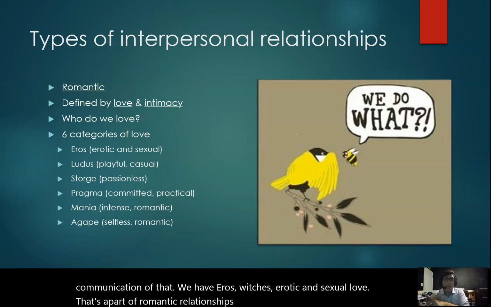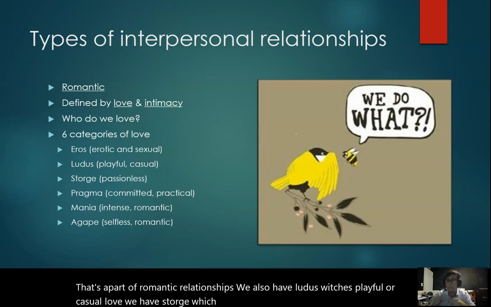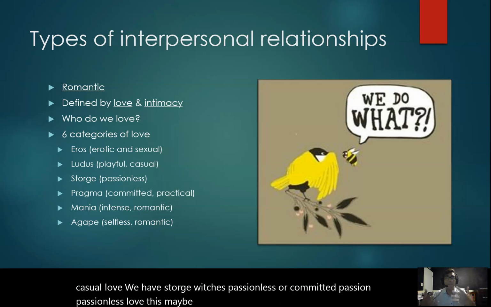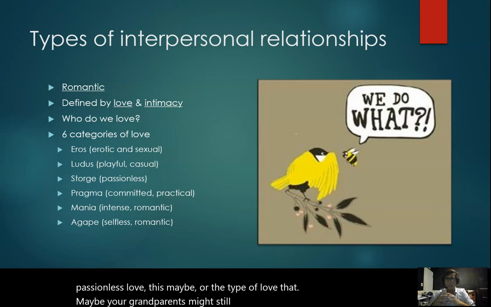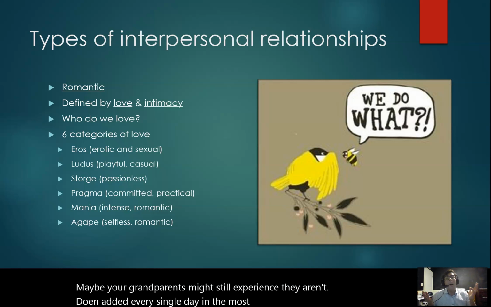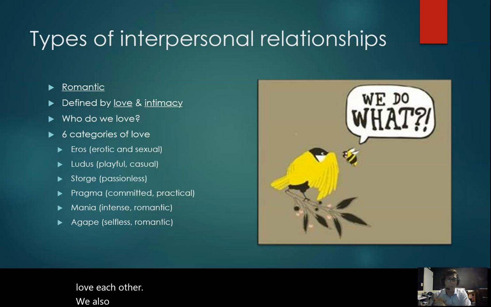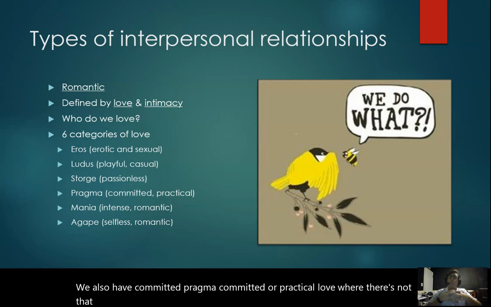We also have ludus, which is playful or casual love. We have storge, which is passionless or committed love. This may be the type of love that maybe your grandparents might still experience. They aren't, you know, going at it every single day in the most artless way possible, but they still love each other. We also have pragma, committed or practical love, where there's not that spark anymore, but you're still committed and there's still practical benefits to cohabitation and therefore love.